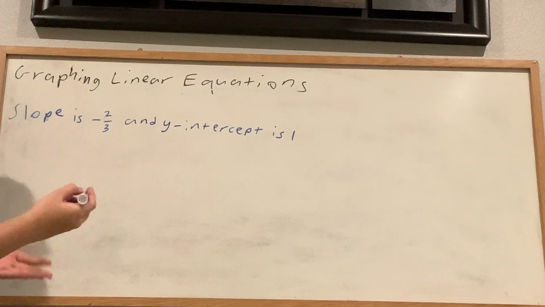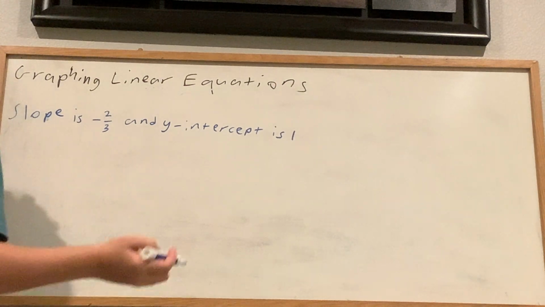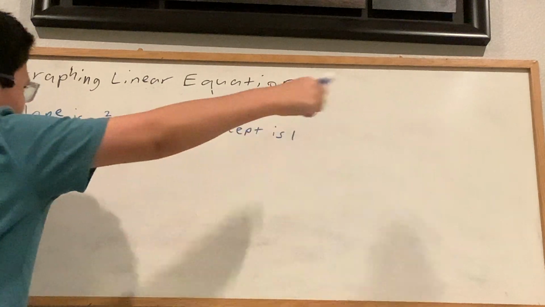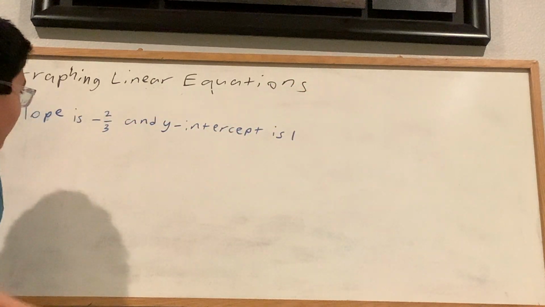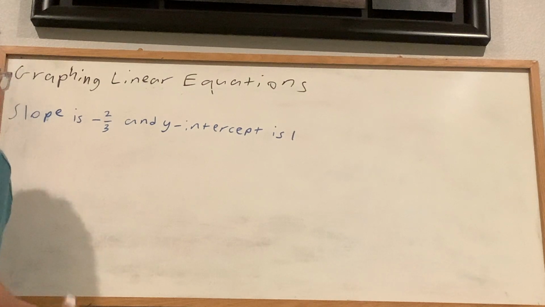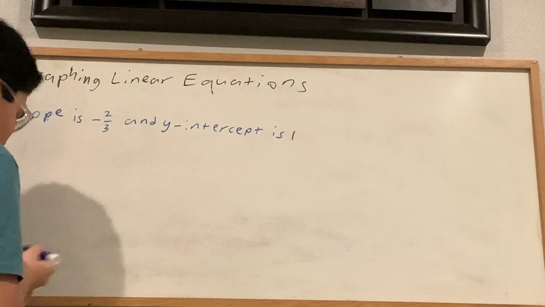So we have a slope of -2/3. You might be asking yourself, why is it a fraction? And the y-intercept is 1. Okay, 1 is a whole number, so how come it's not a fraction like the slope? Well, it differs, and I want you to note something.